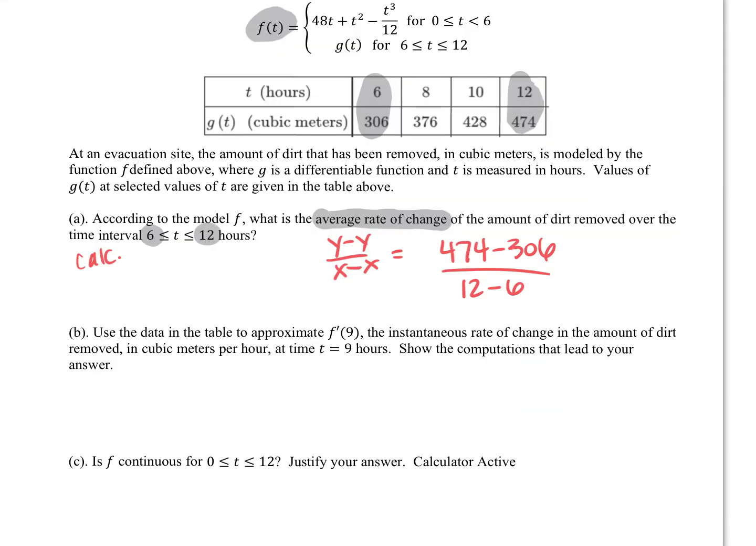Use the data in the table to approximate f prime at 9. Do you guys agree for f, 9 falls in between 6 and 12? So I would have to use this g again, wouldn't I? I need to approximate when x is 9. We did this yesterday. What minus what over what minus what? 428 minus 376 over.